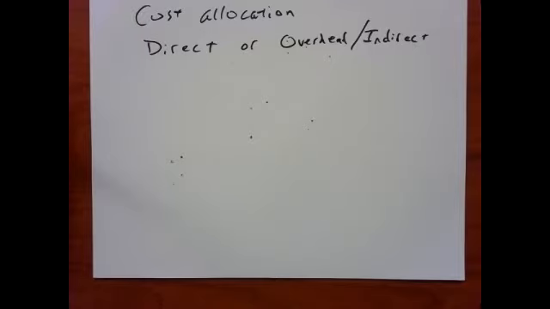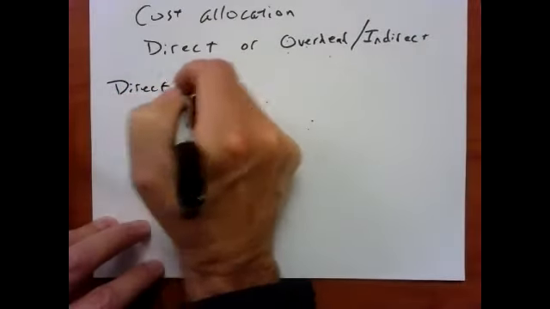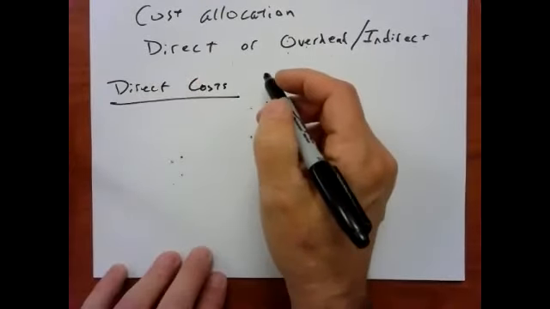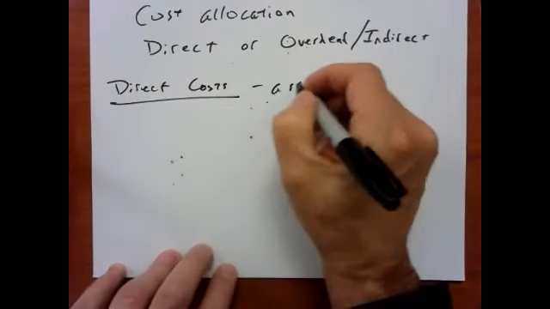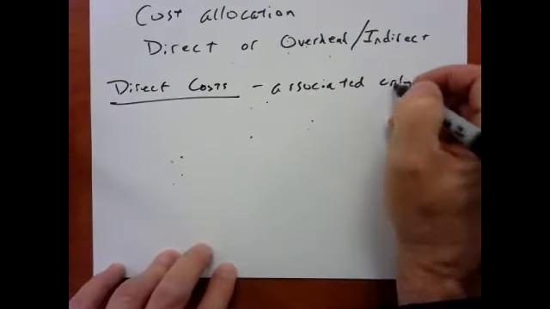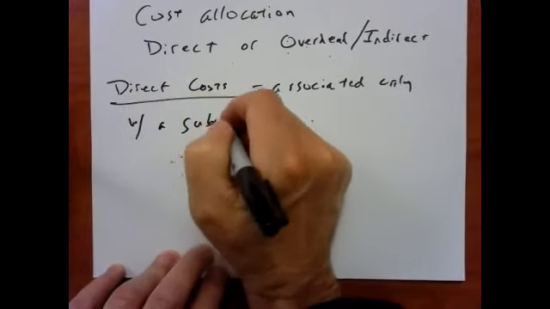So the idea here is that we have these organization level costs, and we need to figure out a way to share them out. So let's talk about direct costs a little more to clarify, right? These are associated only with a subunit.